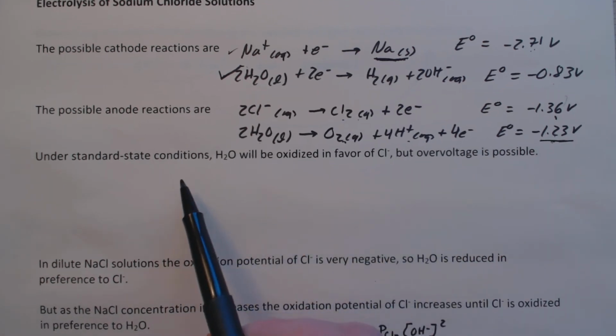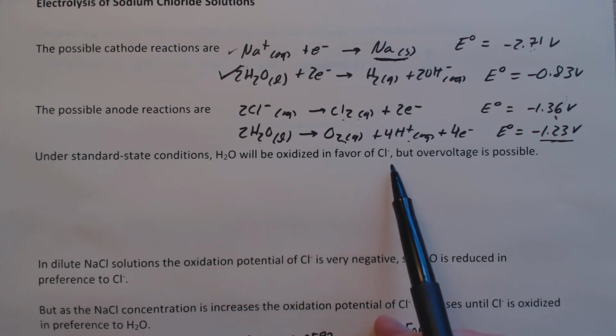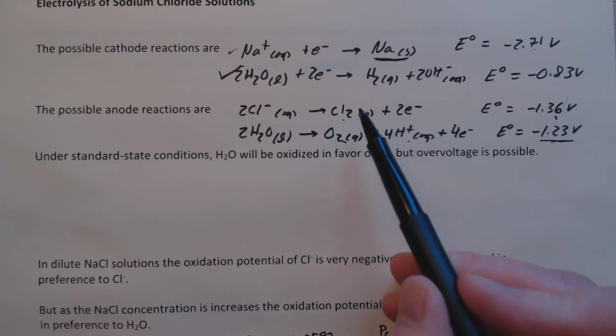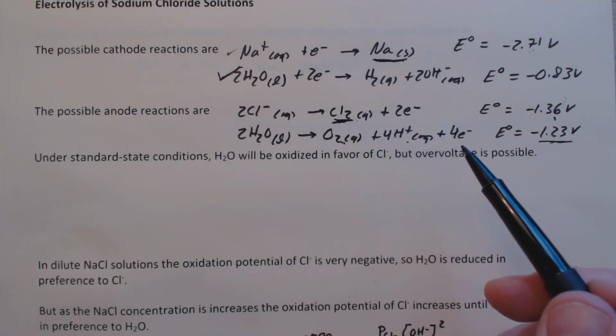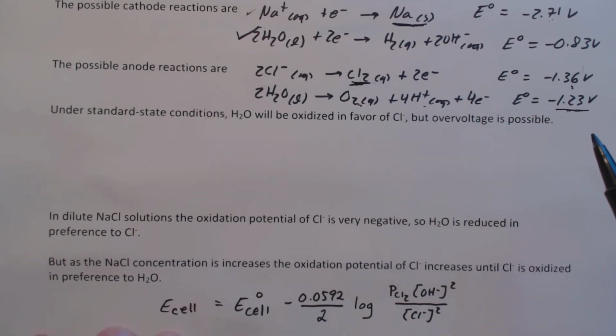So under standard state conditions, water will be oxidized in favor of the chloride. But overvoltage is possible, so we have to be careful of that. With overvoltage, we can produce chlorine gas, which is deadly. So if you're trying to do this, say in a classroom, you don't want to be producing this.